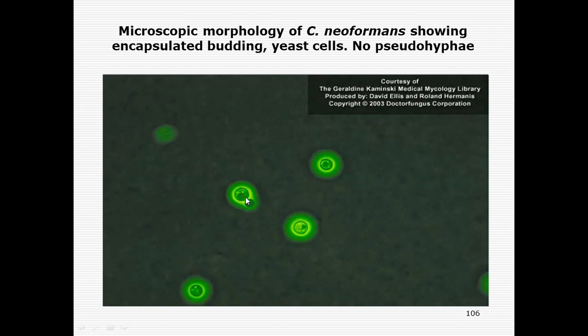It's not a broad base like Candida. The Cryptococcus budding yeast has small buds. So there are no pseudohyphae, as we have seen in the case of Candida albicans. It's not broad-base budding. It's small-base budding, narrow-base budding, and there is no hyphae.